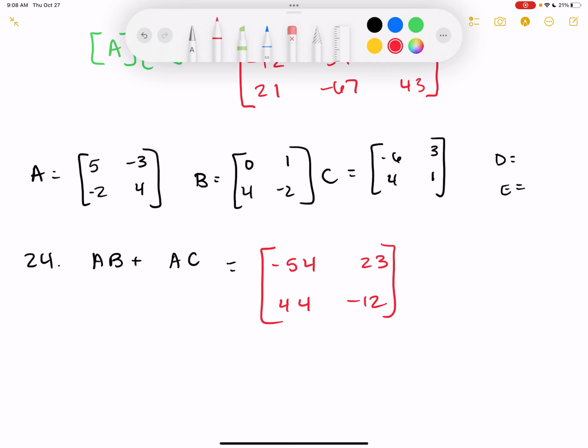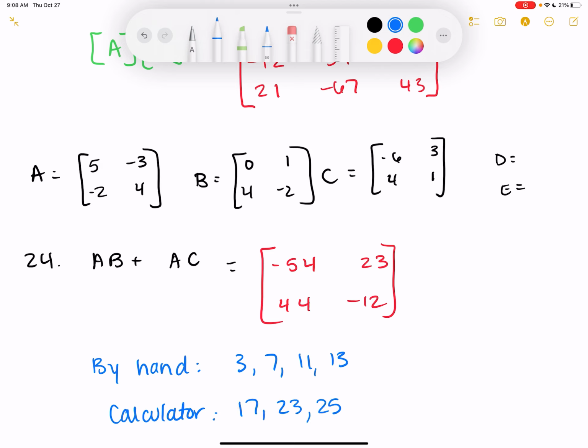All right, so I'm going to give you problems to do by hand and ones that can be done on a calculator. So 3, 7, 11, and 13 are by hand. 17, 23, 25, and 27 are on a calculator.